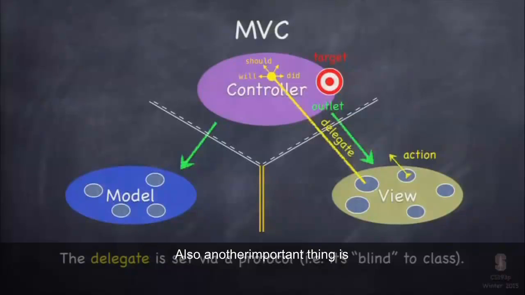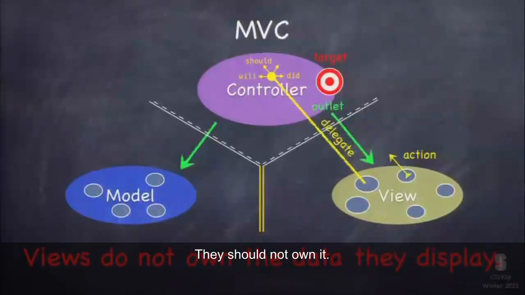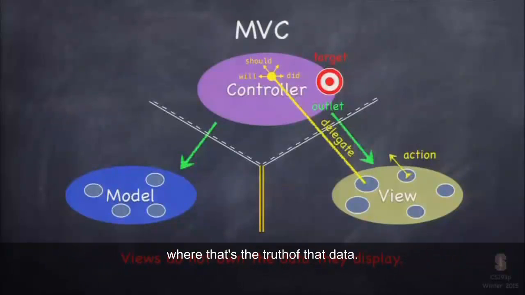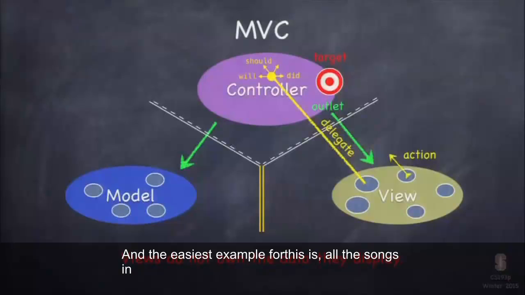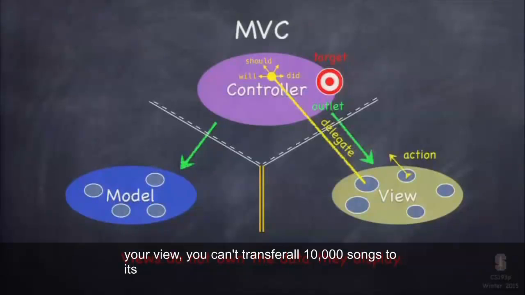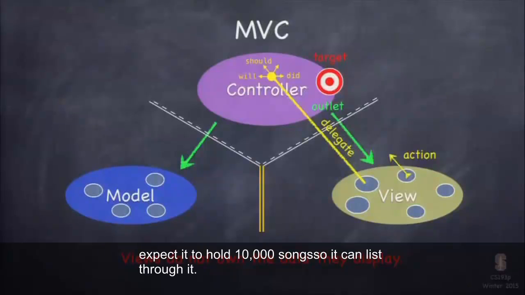Also, another important thing is that views should not own the data that they're displaying. They should not own it. In other words, it shouldn't be a property inside of them where that's the truth of that data. And the easiest example for this is all the songs in your iPod on your iPhone or your iPad, right? You might have 10,000 songs in there. So if you have some kind of generic list view, you can't transfer all 10,000 songs to its instance variables and expect it to hold 10,000 songs so it can list through it.